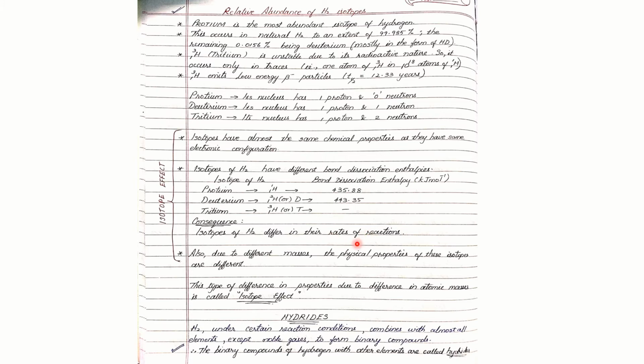And this is an important point, students. Note this. Why do isotopes of hydrogen differ in their rates of reactions? Because they have different bond dissociation enthalpies. Clear? Also, due to different masses, the physical properties of these isotopes are different. Therefore, though isotopes of hydrogen exhibit similar chemical properties, they differ in their physical properties and rates of reactions. This type of difference in properties due to difference in atomic masses is called isotope effect. This is very important, students. You need to learn this.